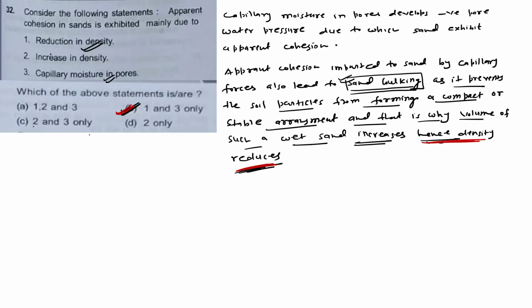So I'm correcting this. Option B is correct. Reduction in density due to sand bulking. Volume will increase while the mass will remain the same. So the answer will be B. 1 and 3 are correct, and 2 is incorrect. This is question number 32.